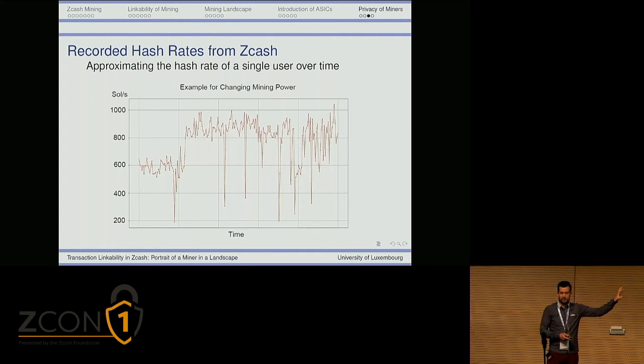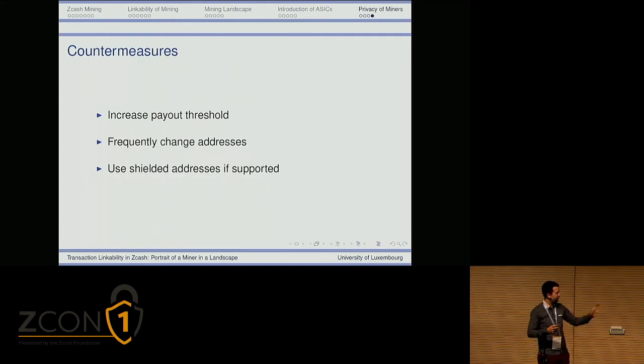So as countermeasures for these, we had a few suggestions. First, if you increase your payout threshold in a mining pool, then our estimation of your mining power will be much less accurate. Also, if you frequently change your addresses and these addresses can't be clustered together, then that's a relatively secure way of doing it as well. And if your mining pool supports shielded addresses for payouts, then obviously use those.